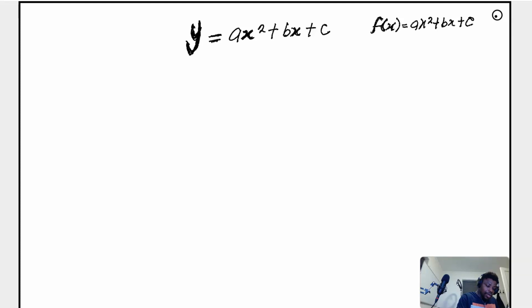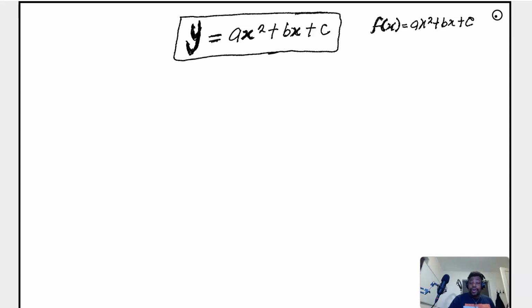But I'm not going to be using f of x, I'll be using y. So we are going to use this general quadratic function to discuss the minimum and the maximum points. Now, let's continue. So now, I will give you two rules that we are going to follow.